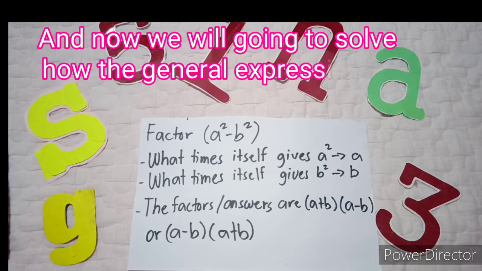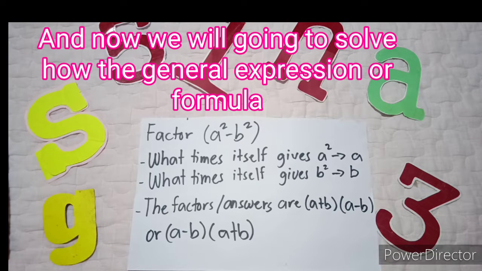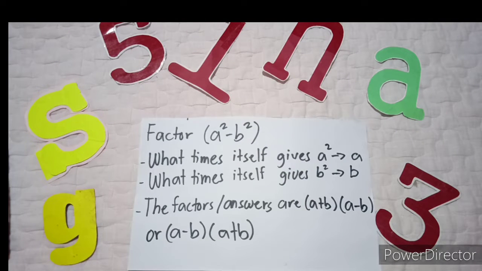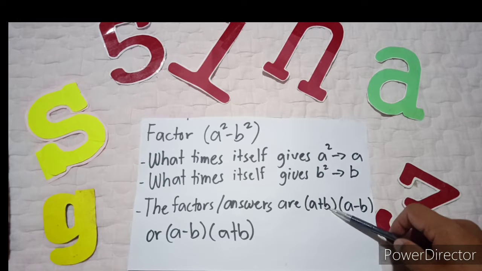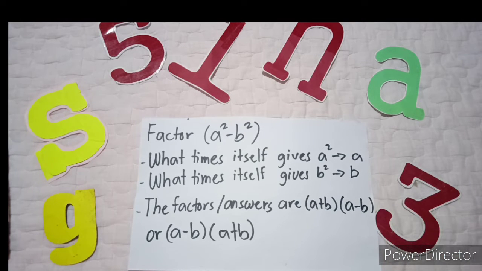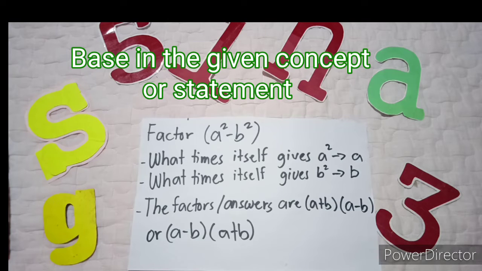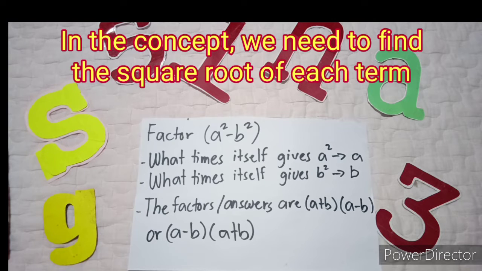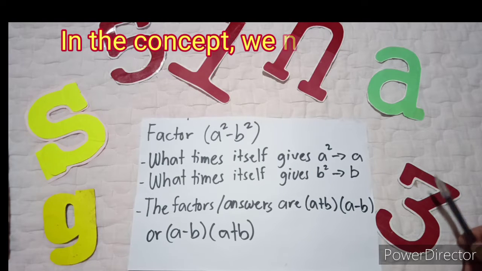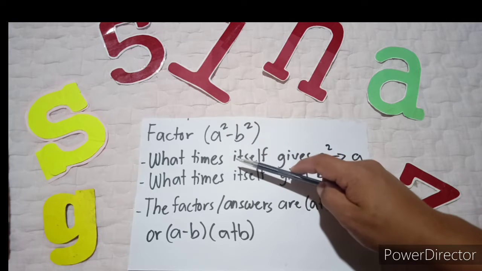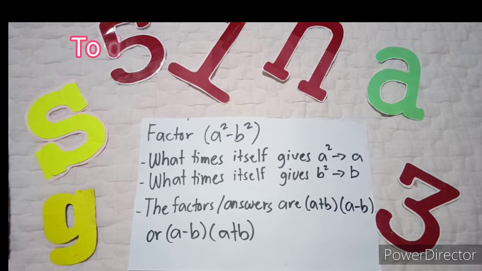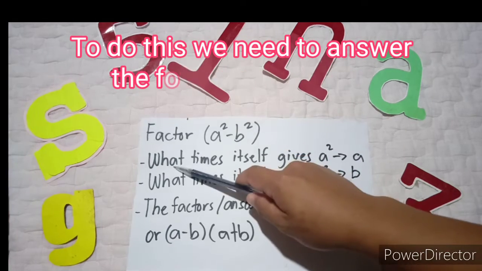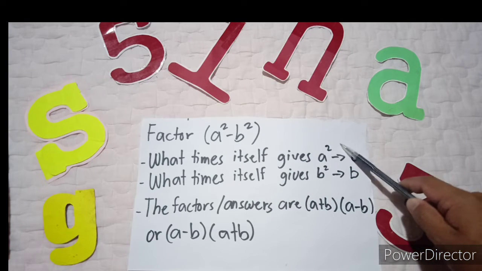And now, we are going to solve how the general expression or general formula a squared minus b squared results to a plus b times a minus b, based on the given concept or statement. In the concept, we need to find the square root of each term, which are a squared, the first term, and b squared, the second term. To do this, we need to answer the following question. What times itself gives a squared?